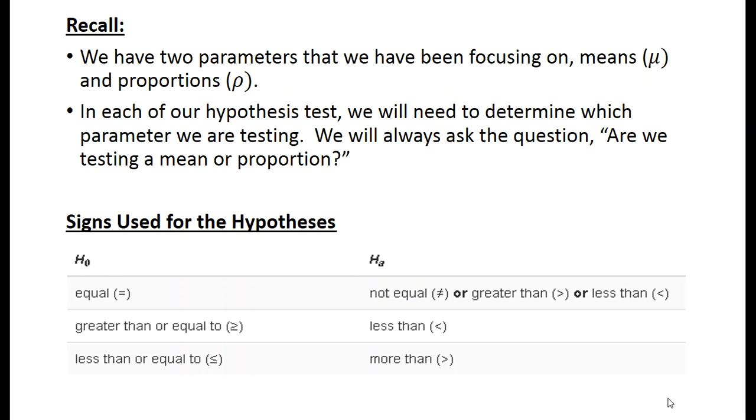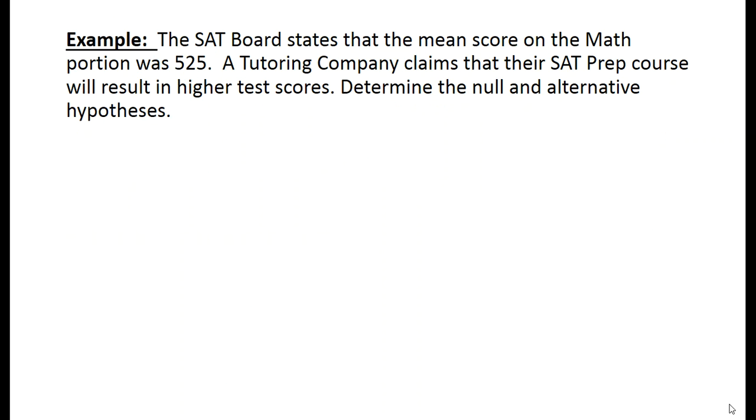Here's a little chart just for signs that we can use. We've got our null and alternative, and these are the signs: equal to, greater than or equal to, less than, greater than, not equal to. Each one will be a little bit different. We'll just have to figure it out as we go along. Okay, so let's look at a new example.